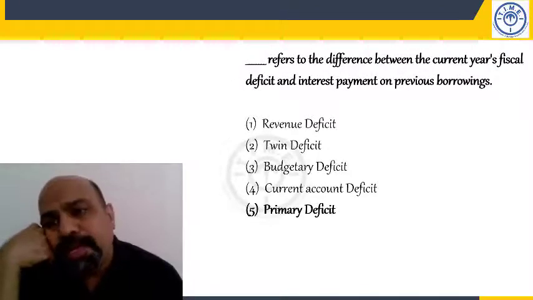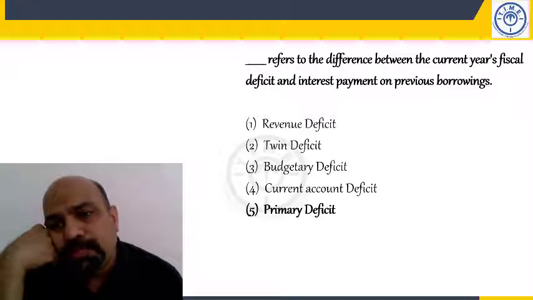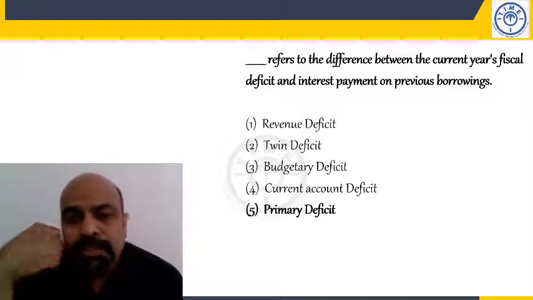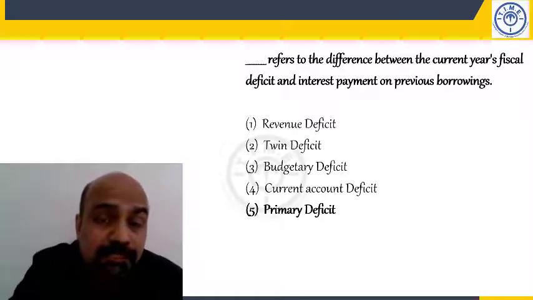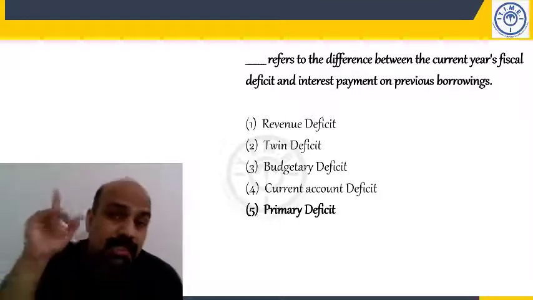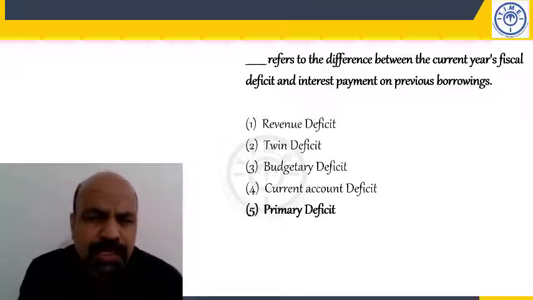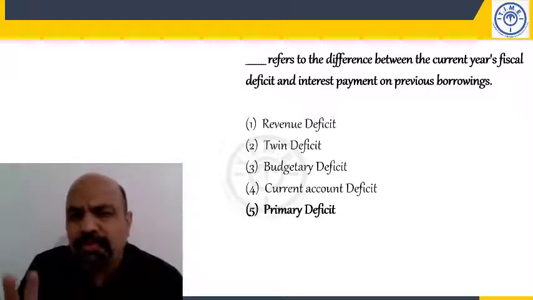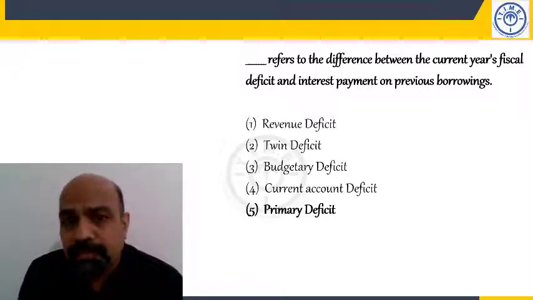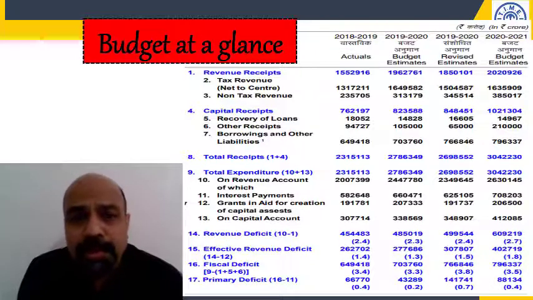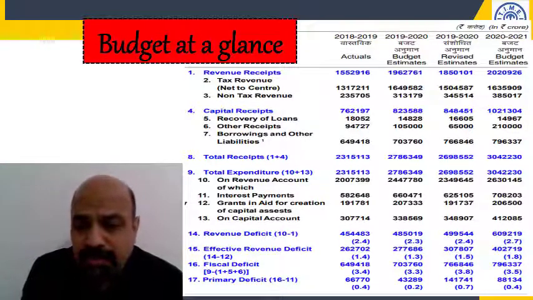Dash refers to the difference between the current year's fiscal deficit and interest payments on previous borrowings. Answers there. We discussed fiscal deficit, all kinds of deficits in that session on May 21st or 22nd. I'm not very sure, one of those Saturdays actually. April it was, I guess. But April or May. I want you to know where the primary deficit is. Primary deficit is here. I can see number 16 here. Number 16 is how much?